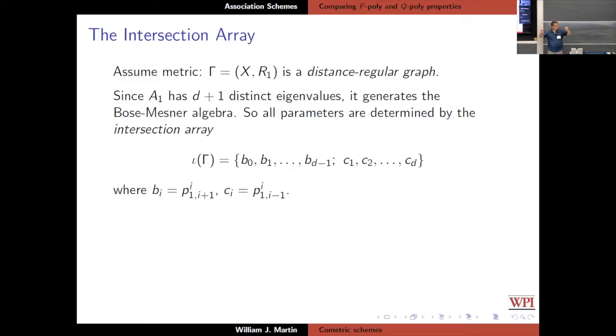And if I take vertices X and Y at distance i, then c_i is the number of neighbors of Y that are exactly one step closer to X. And all the parameters are determined by just these.